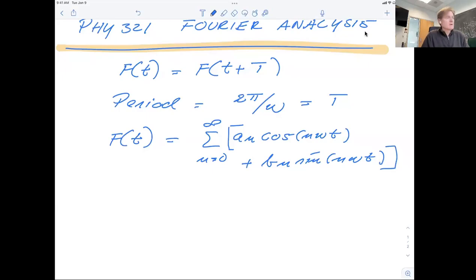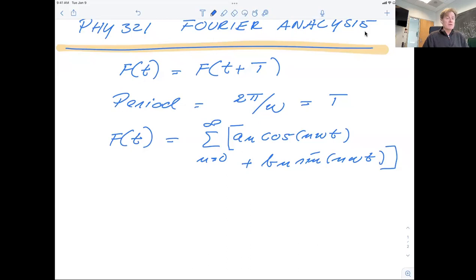Welcome to this short video on Fourier analysis. Now, Fourier analysis is an aside from what we are going to do in this course in classical mechanics. However, it's a topic which you will encounter again and again in many physics courses. And it's an extremely useful feature of the way we can represent a function which is periodic.